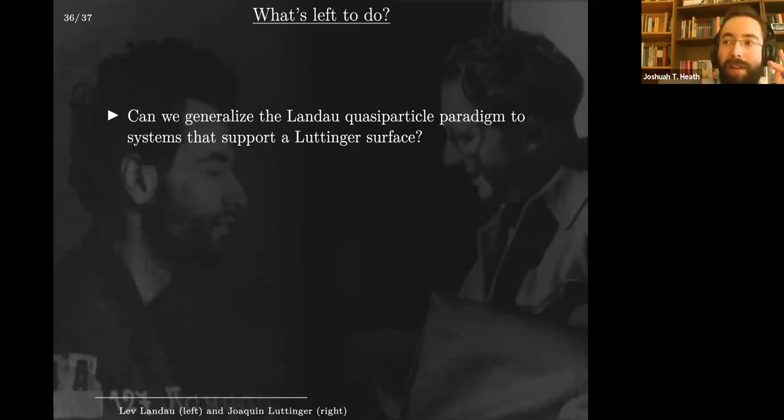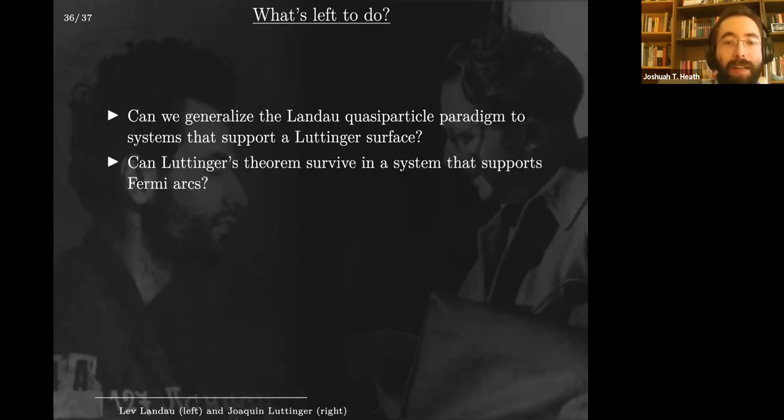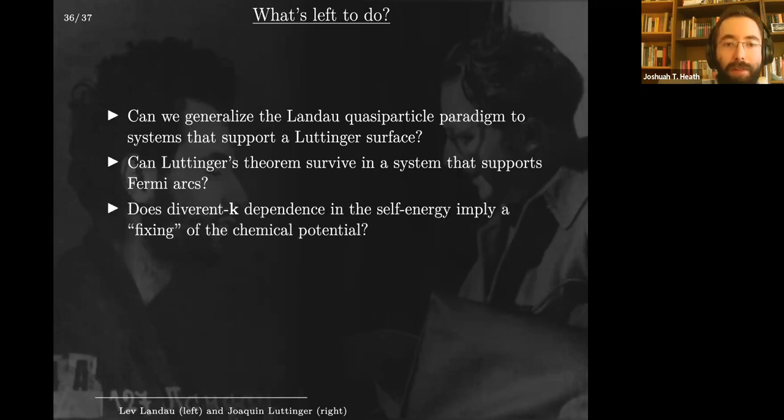If we could generalize this, I mean, Anderson wrote this paper about Fermi surfaces without Fermi liquids. So can we have a Fermi liquid without a Fermi surface? Can Luttinger's theorem survive in a system that supports certain Fermi arcs? And that's something to explore as well. Does divergent k-dependence of self-energy imply pinning at a chemical potential?